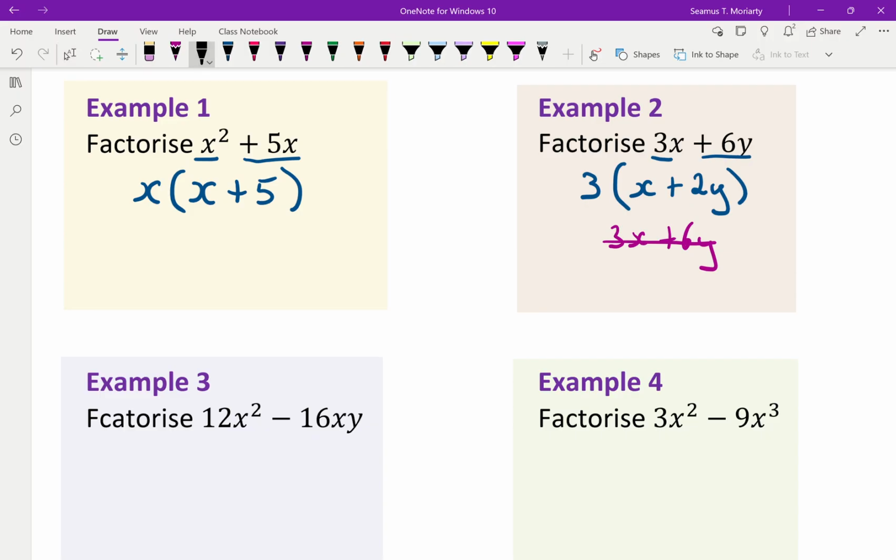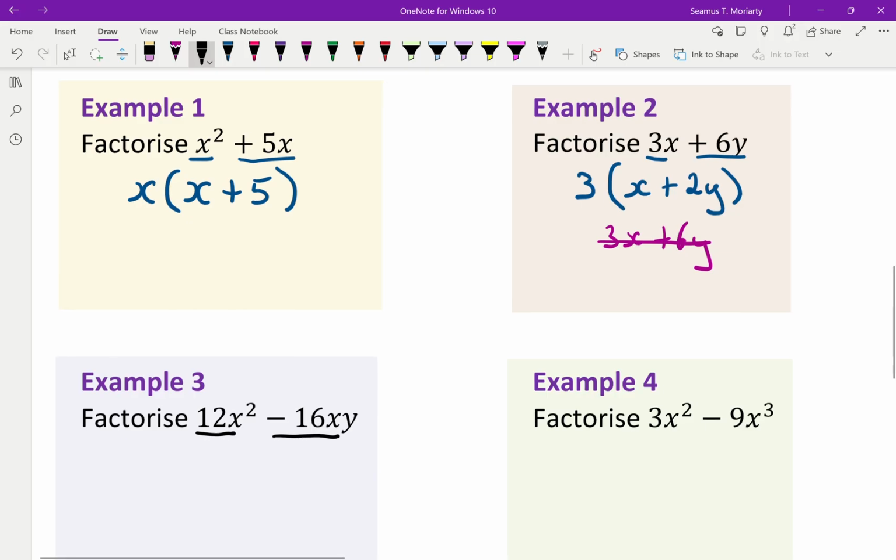Factorise 12x squared minus 16xy. What does 12x squared have in common with negative 16xy? What number goes into 12 that also goes into 16? 4. So 4 is a common factor. And then looking at the letters, they also have an x in common. They only have a single x in common though, because there's only a single x in the second term.